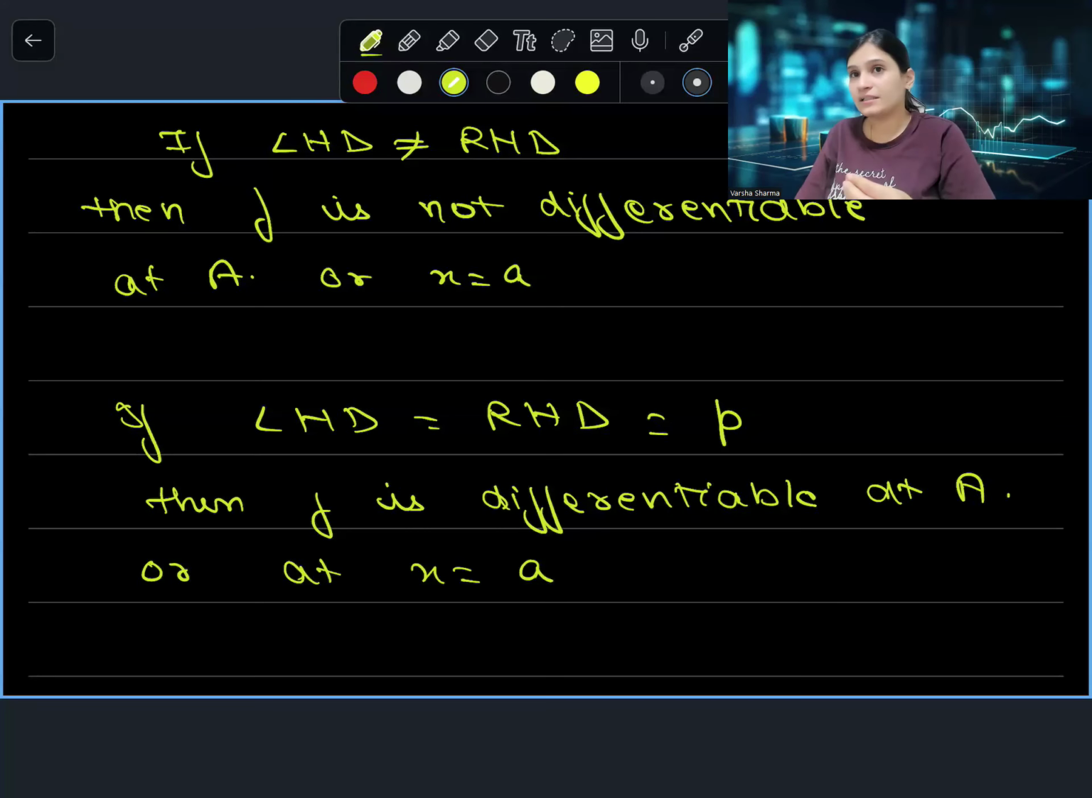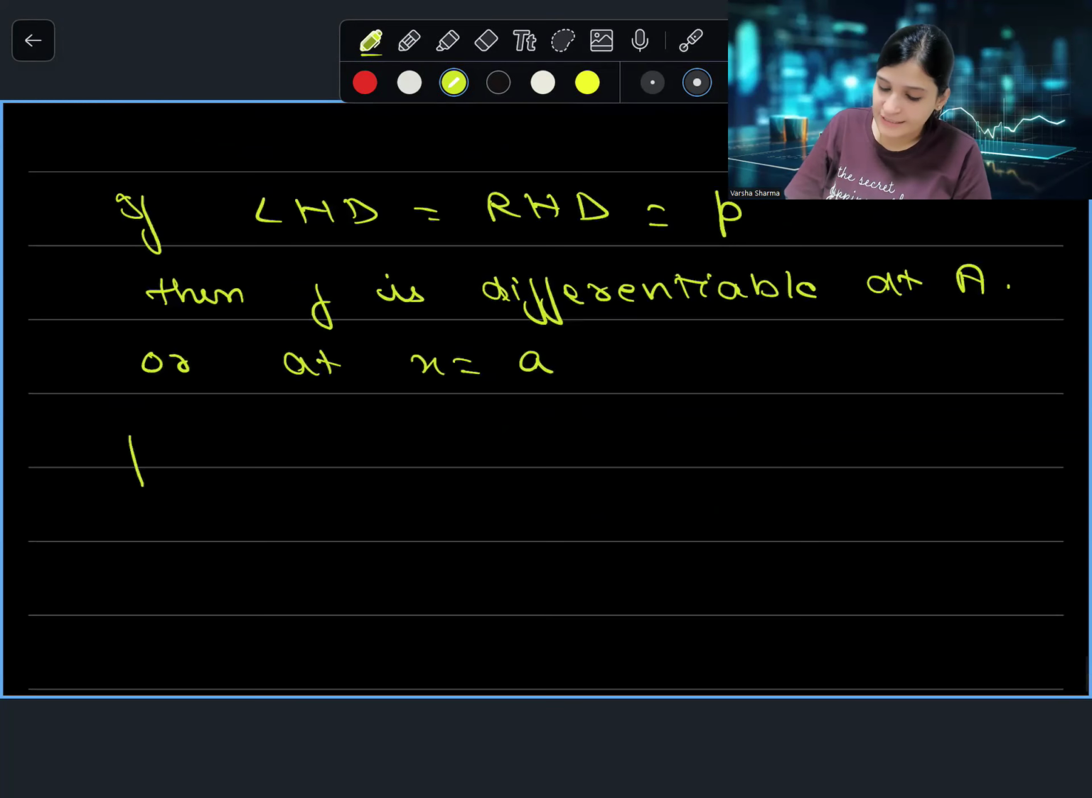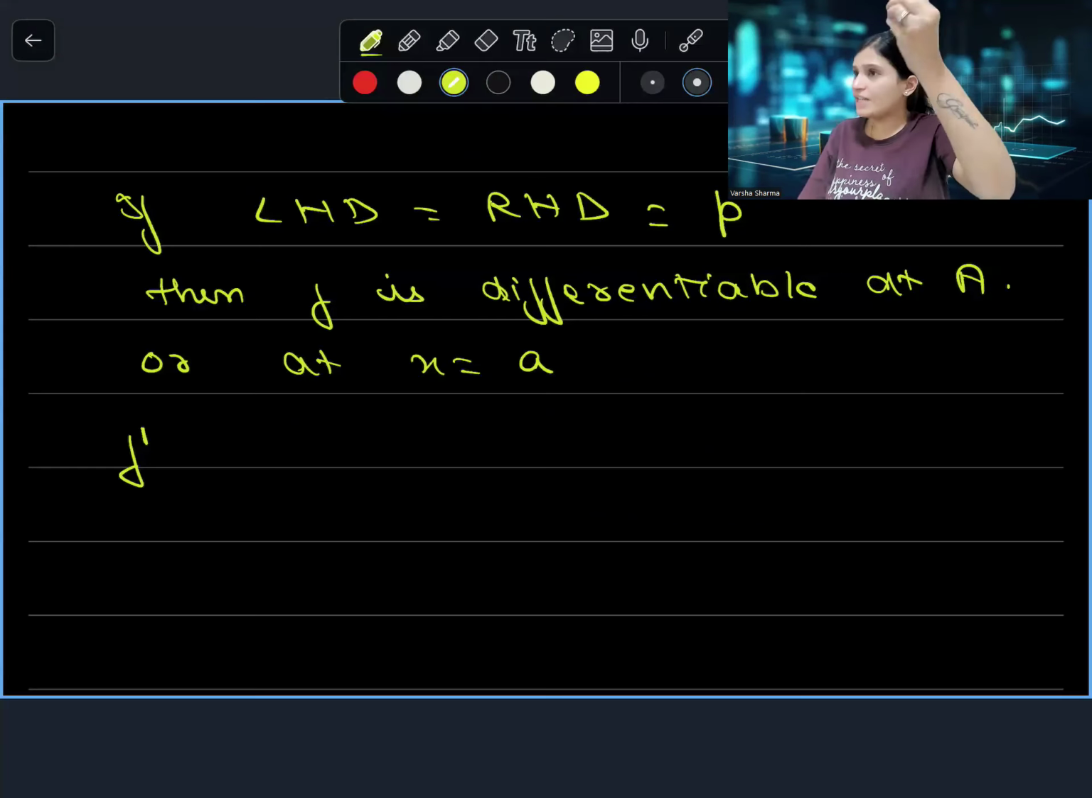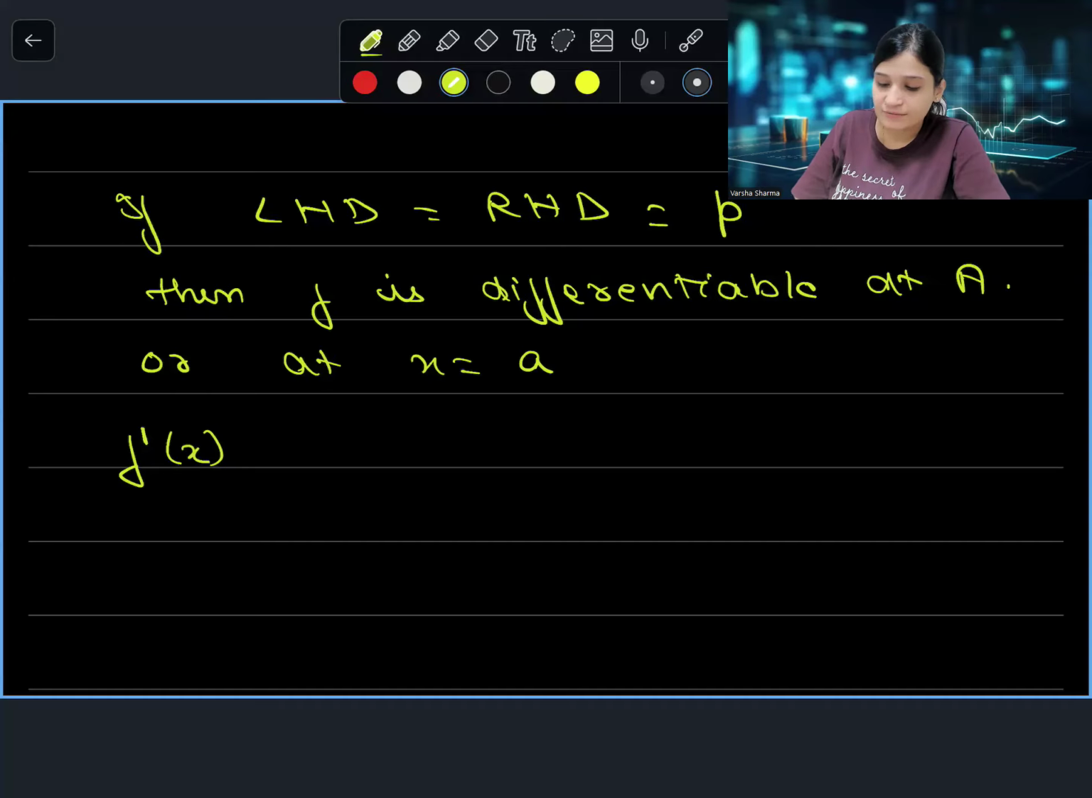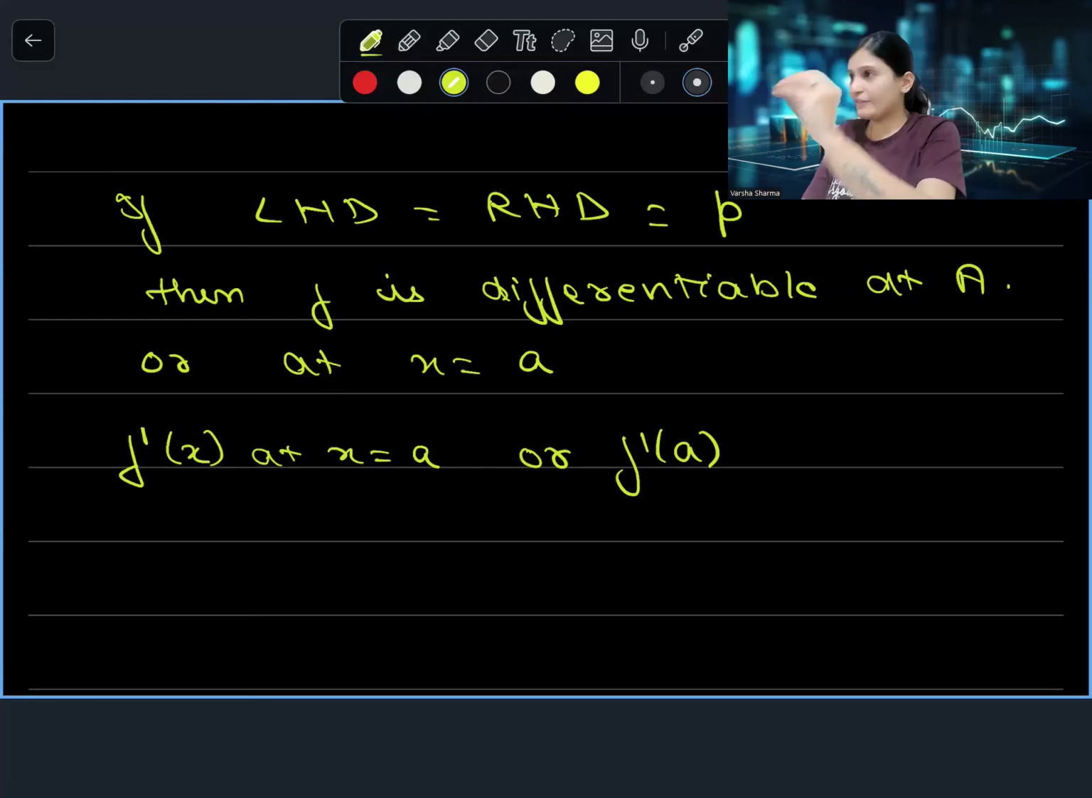Now, how do I write? The function was denoted by f(x). So the value will be written as f dash. Dash means I've differentiated the function. I've already found the slope of f. We usually write f dash at x equal to A, or f dash A, and the answer that I have got is P. Agree? Dash means I've differentiated to get the value of the derivative.